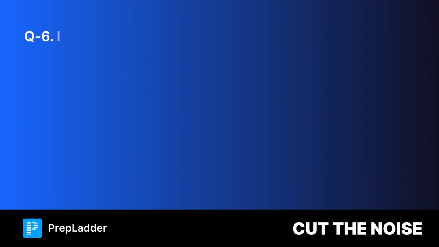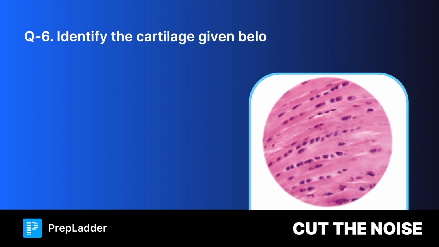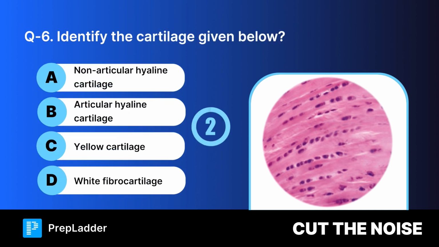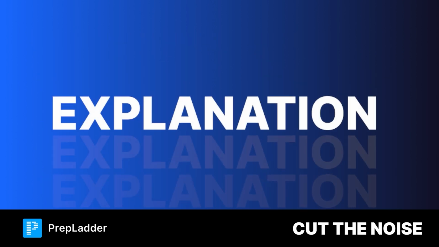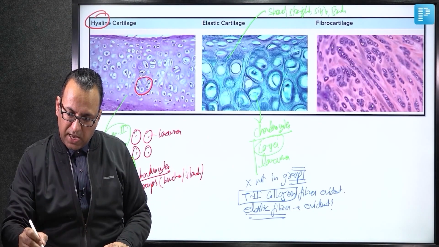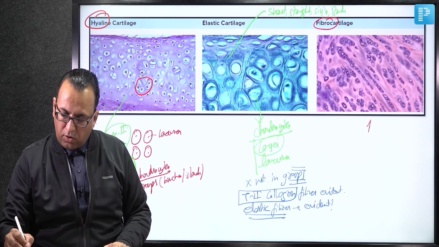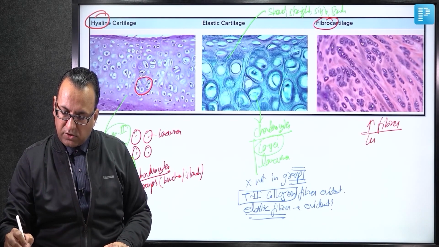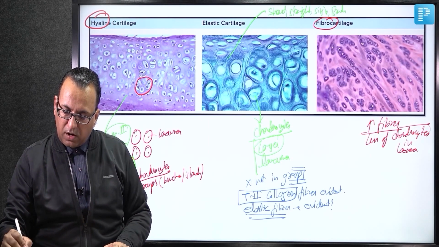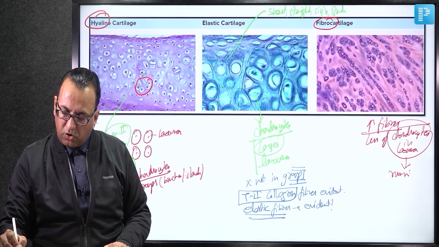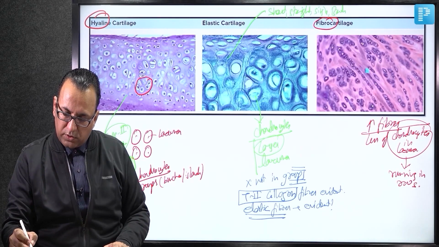Yes. Question 6. Identify the cartilage given below. Your options are. And the correct answer is white fibrocartilage. Here's the explanation. In fibrocartilage, as the name suggests, there are more fibers and fewer chondrocytes. And these chondrocytes in lacunae are running in rows. You will find 1, 2, 3, 4, 5, 6, 7, 8.